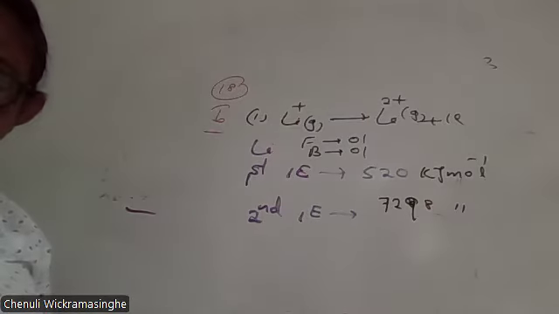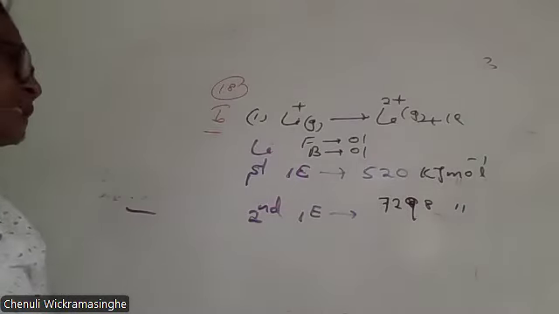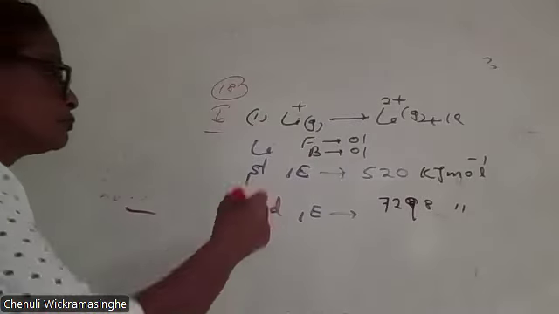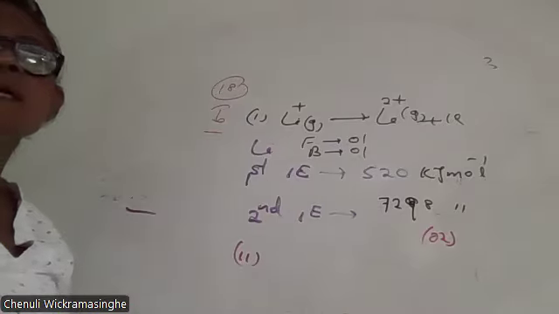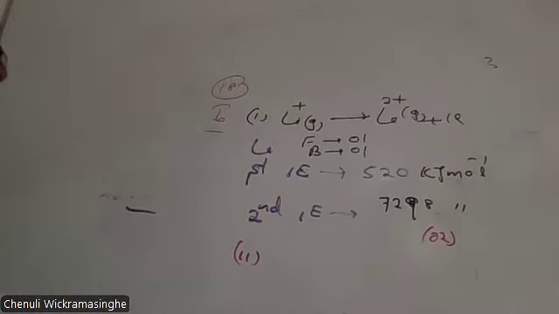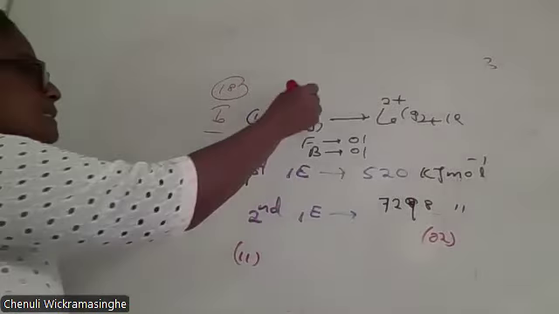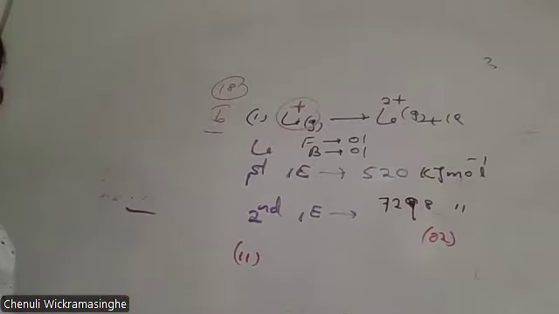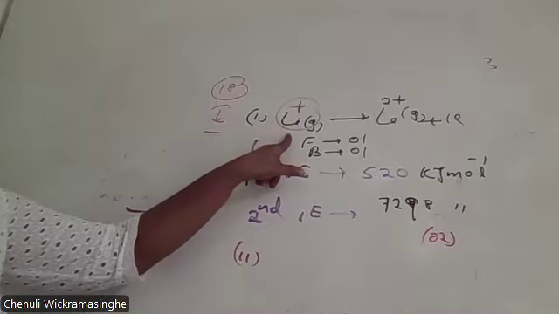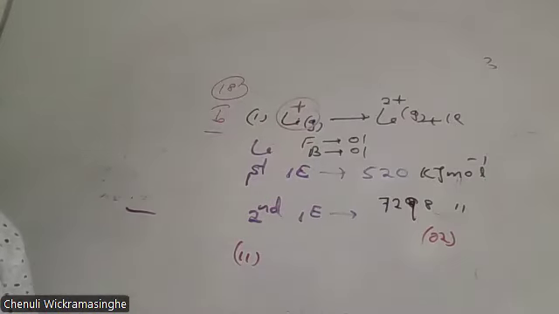So your second part is why there is a large difference between the first and the second ionization energy. Look at the marks again, 2 marks. The second part gives you 2 marks to explain why there is a large difference. To answer this with these 2 marks, first thing is you can easily see the second ionization energy is from an already positively charged lithium ion. So the electron is more strongly attracted by the nucleus, same number of protons, only 1 electron is lost already.